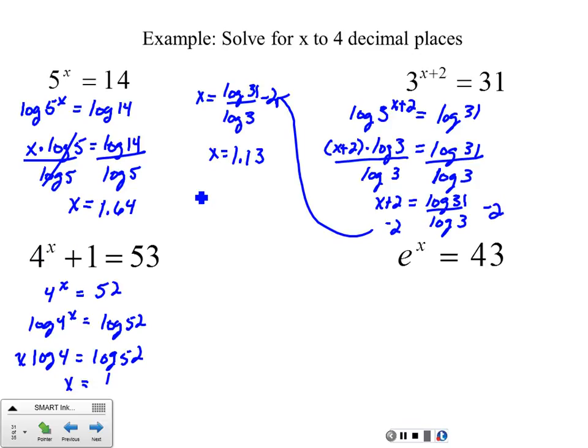So you're going to have log 52 divided by log 4. And this is the long way around. I will agree with you on that. Well, some of you. So if you know the shortcut, take it.